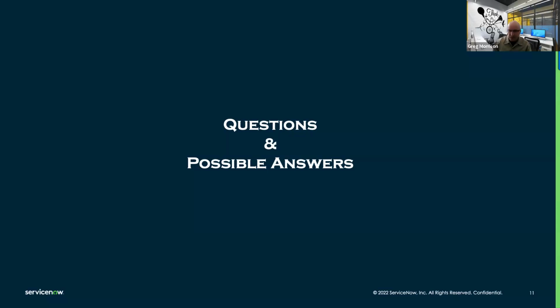So, questions from anyone? Yeah, we've got a few, Greg. So one question that's come up: can the success score calculation be based off of problems with cause code as change? This feature is for change management only today.